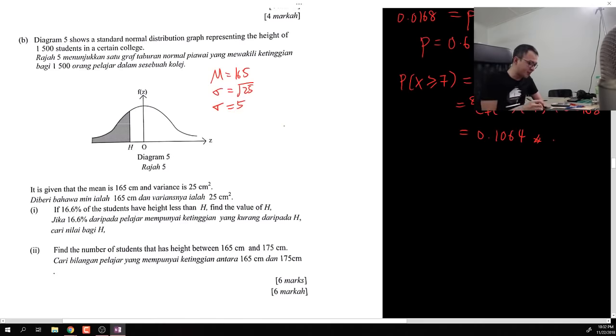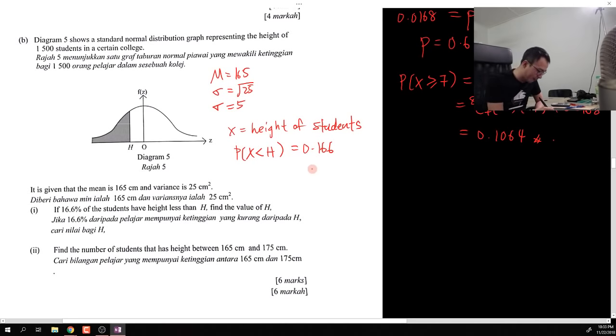Okay, if 16.6% of students have a height less than h, find the value of h. So I will assume that X is the height of the student. Then this question asks that X will be less than h. 16.6% converted to probability is 0.166. So I basically need to solve this and find what the h value is here.